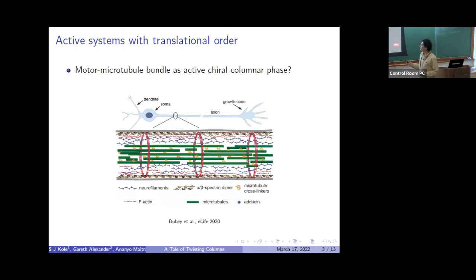A biological example of a columnar phase would be motor microtubule bundles in axons. So you see these microtubules on which the motors act, and so the system is active, and of course it's chiral.